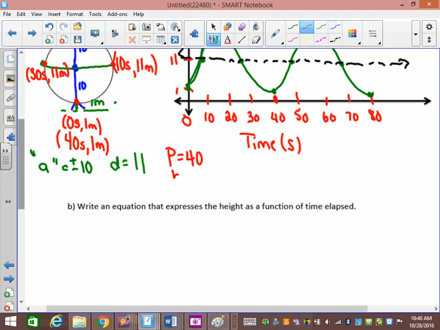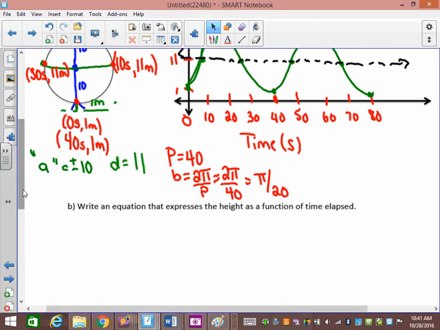So B equals 2 pi divided by P. So B equals 2 pi divided by 40. So in this case, B is pi over 20. And then my C changes depending on what equation I am finding. So we're going to write out our equations.